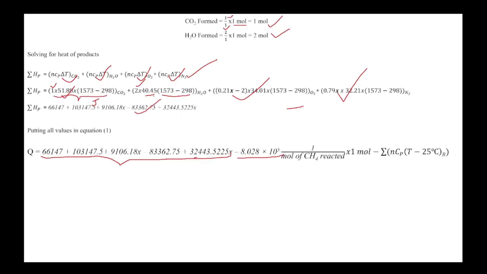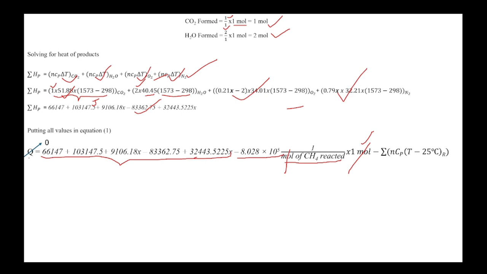Now I have put in the complete values. So 8.028 into 10 to the power 5 moles of CH4 reacted. How many moles are reacted? 1 mole reacted. So this mole and this mole will cancel out. Now Q is 0 because we are not adding any heat to the system.